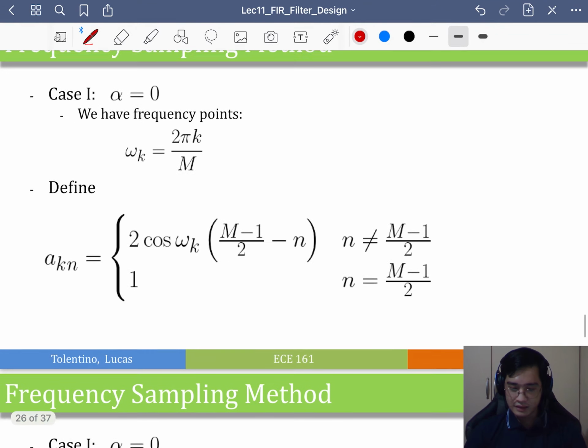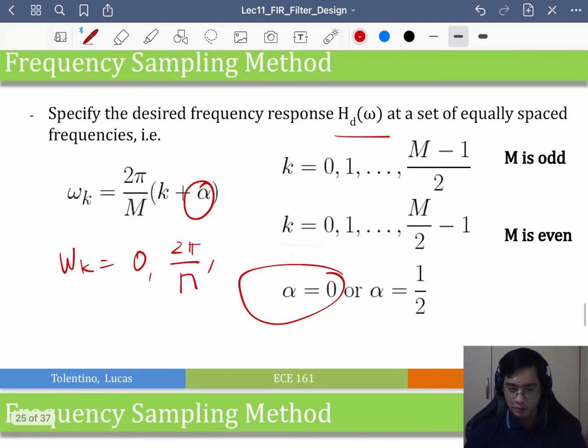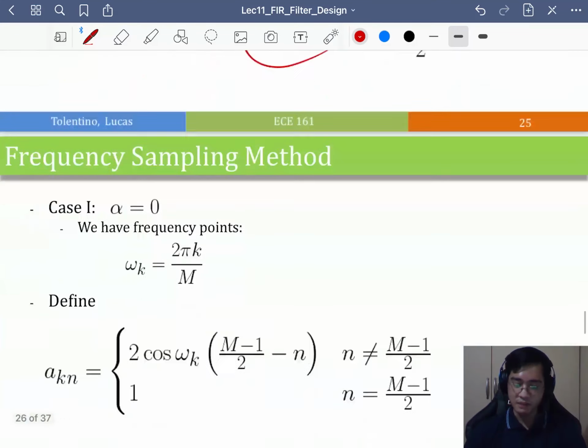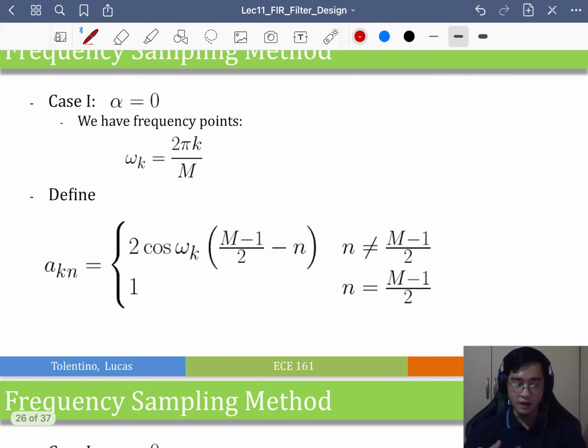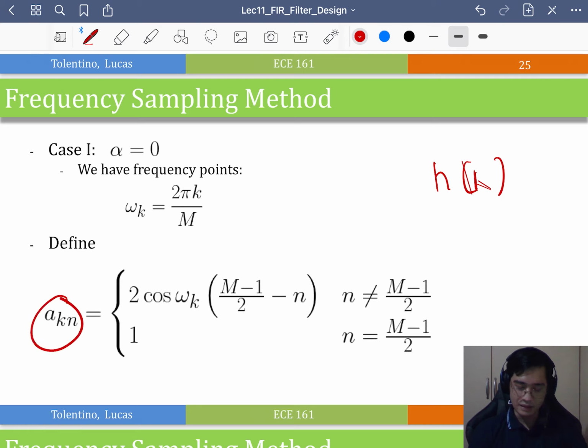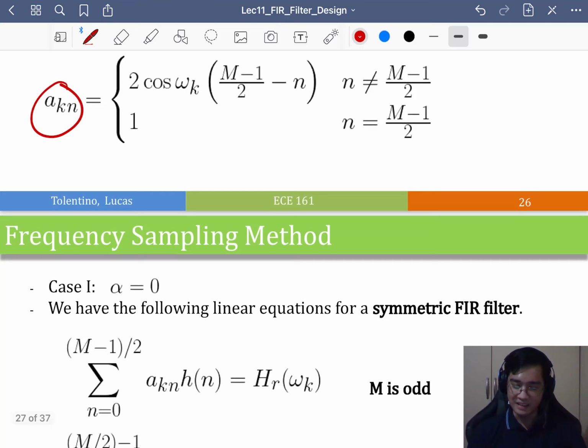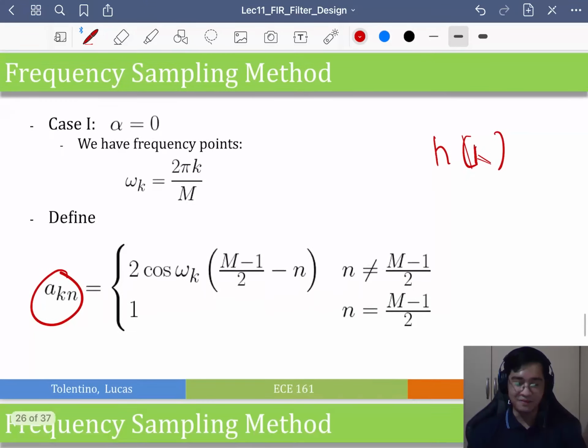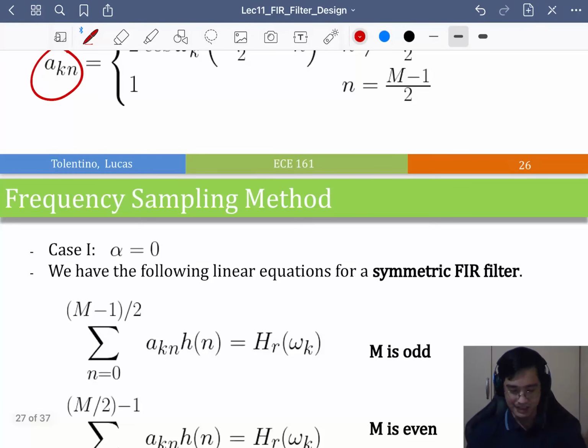when we specify the desired frequency response, we're actually solving a certain linear equation. We want to solve h of n given H of omega. So how do we do that? By solving some set of linear equations. First we define a sub kn as equal to this function. I'll explain later. This is very complicated for now, but I'll explain how you solve this.